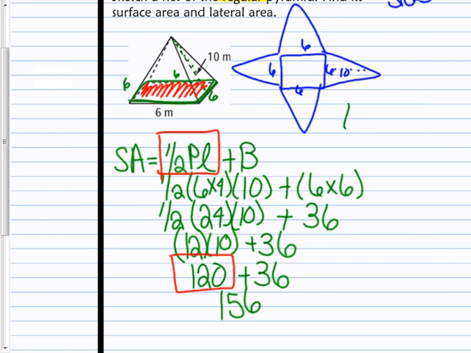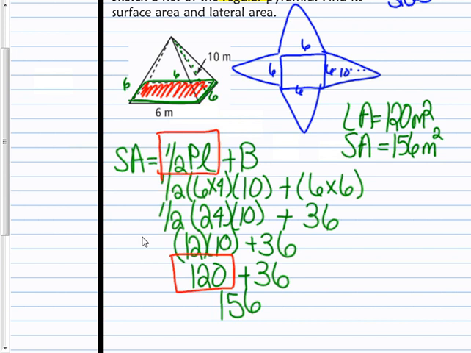Okay, so lateral area is 120 meters squared, and then surface area is the entire thing, the lateral area plus the base, 156 meters squared. And there we have it. So it asks for both of them. You're not really solving two problems. Just like halfway through the first problem, you're like, oh, there's my lateral area. And then you keep going, and then you find the surface area.